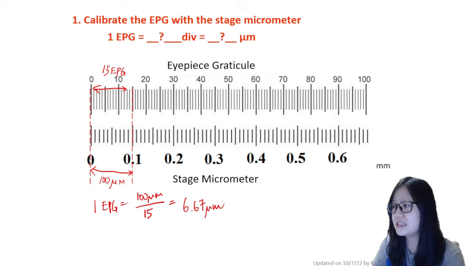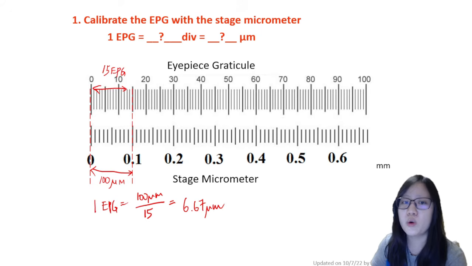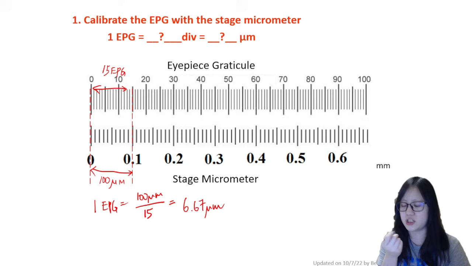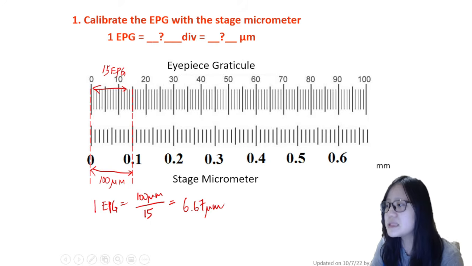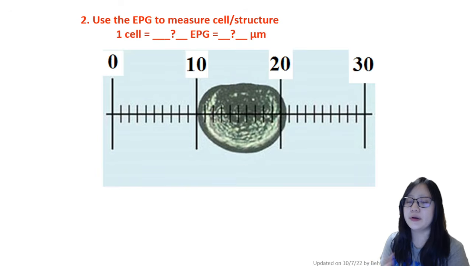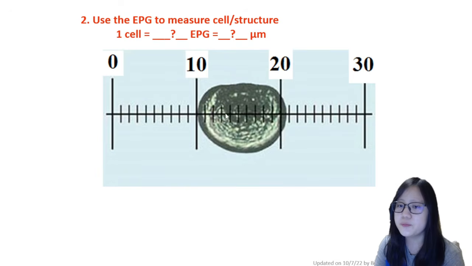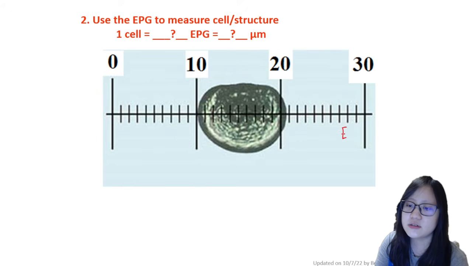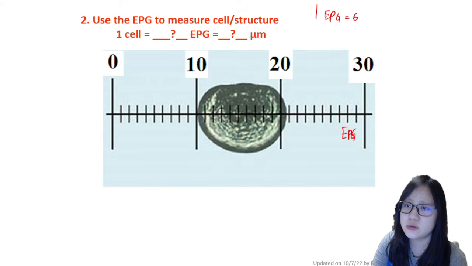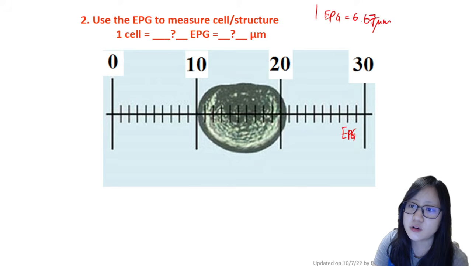Now that we have this value, we can then go and take this stage micrometer off the stage, right? And then swap the slide with the mini ruler, the stage micrometer, with your actual specimen. Then this is how it looks like under the microscope. This is your specimen here, and you can see here that this is the eyepiece reticule. You have figured out that 1 EPG equals 6.67 micrometers. Okay, so how long is this cell?